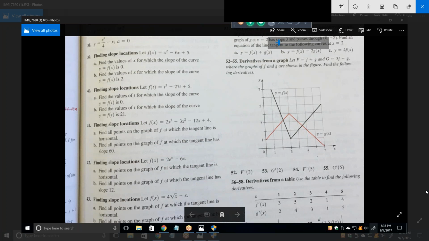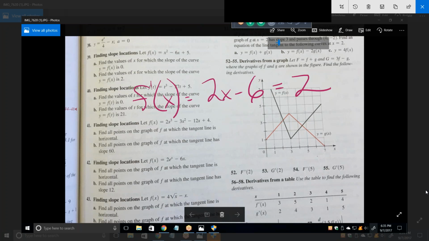That was 39A. Find the values of x for which the slope of the curve is 2. Well, our slope was, again, 2x minus 6. So how do I find where this is equal to 2? So I just plug in 21 for x? No, set it equal to 2. In other words, read what it says. It says where the slope of the curve is 2.